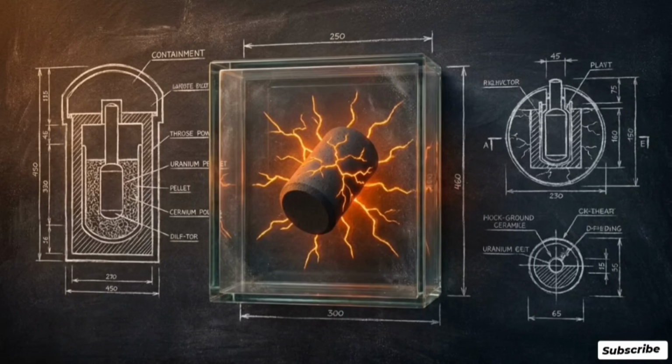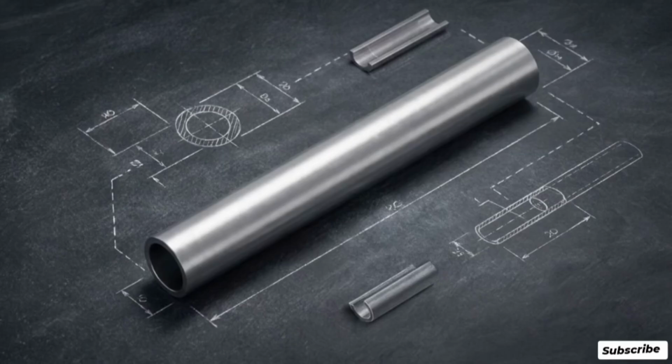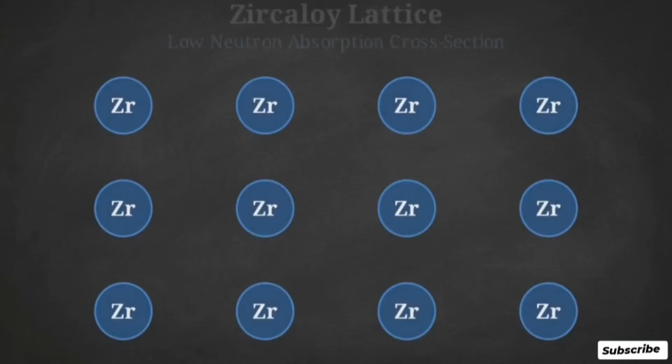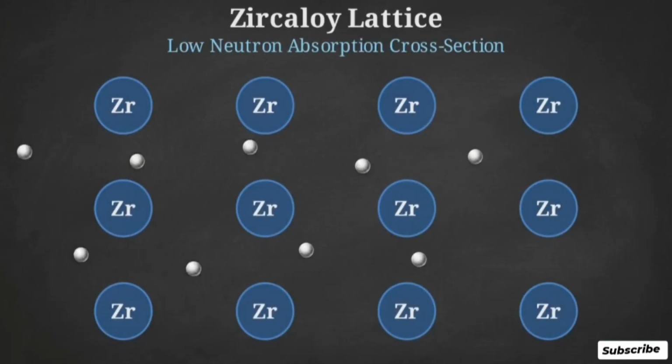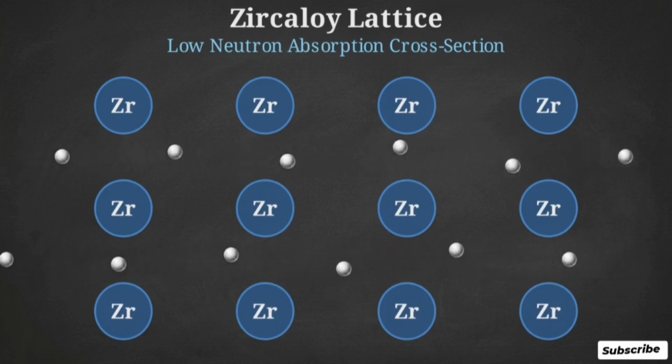Once inside the core, engineers face a physical containment problem. They must trap the highly radioactive fission byproducts, but they cannot block the flow of neutrons required to keep the reaction going. The specific metallurgical solution is a zirconium alloy known as zircaloy. Zircaloy is chosen for one defining trait. It has a very low cross-section for neutron absorption. Neutrons pass freely through the metal without being consumed.